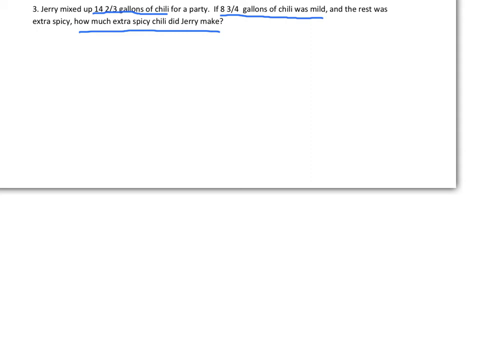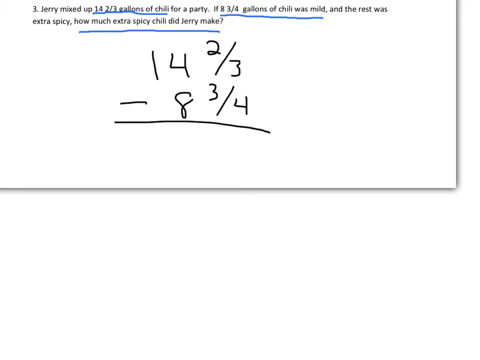So let's solve. He has a total of 14 2/3 gallons of chili. 8 3/4 gallons of the chili was mild, and the rest was extra spicy. So now what we need to do is we need to subtract. However, the first problem that we have here is the denominators in our fraction are not the same. So what we need to do is find a common denominator for our fractions. Our denominators are 3 and 4. 3 times 4 equals 12. So let's change these fractions to each have a denominator of 12.